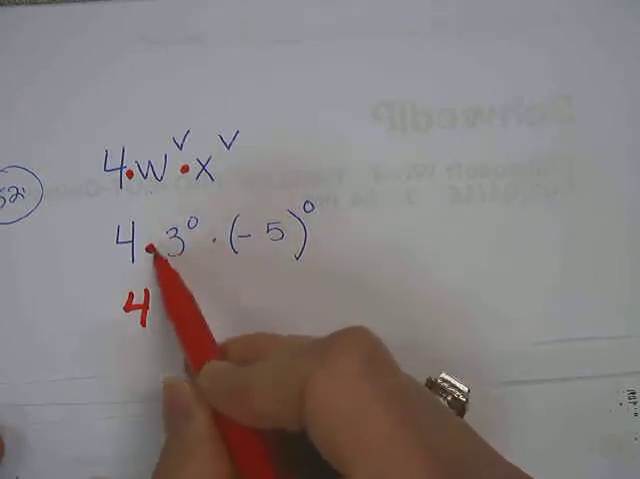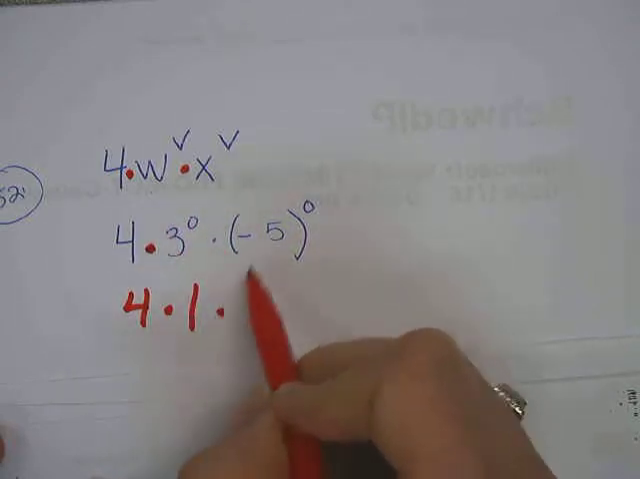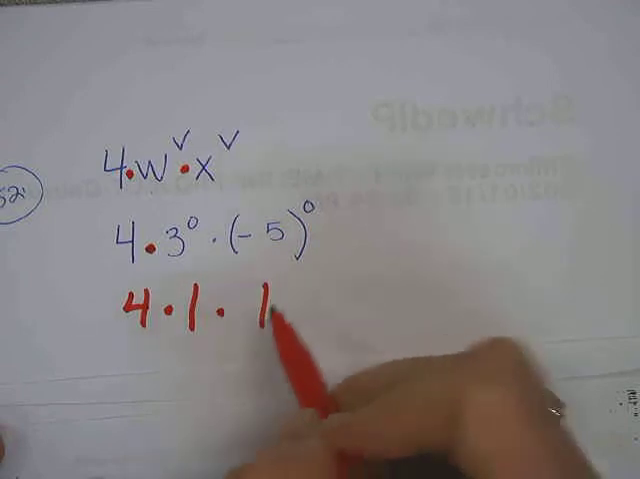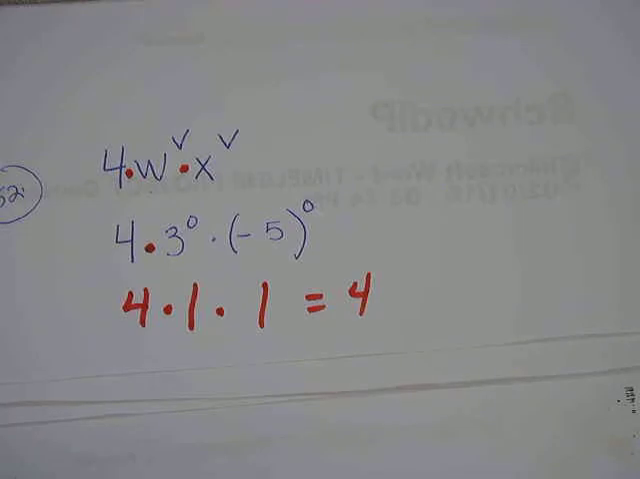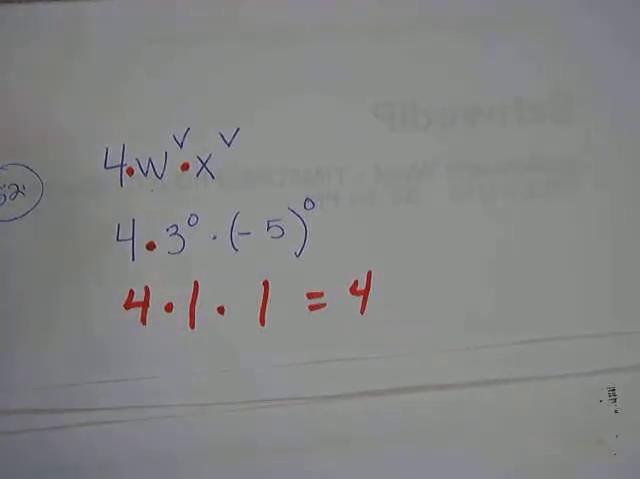So, in this case, it's going to be 4, but then 3 to the 0th power is 1, and negative 5 to the 0th power is 1. So this gives us an overall answer of 4. So hopefully that helps with the 0th power things.